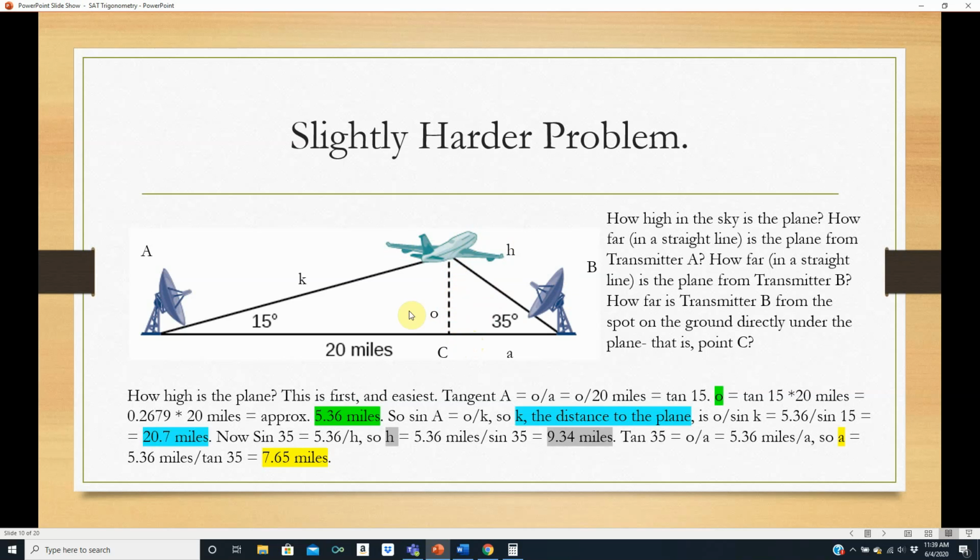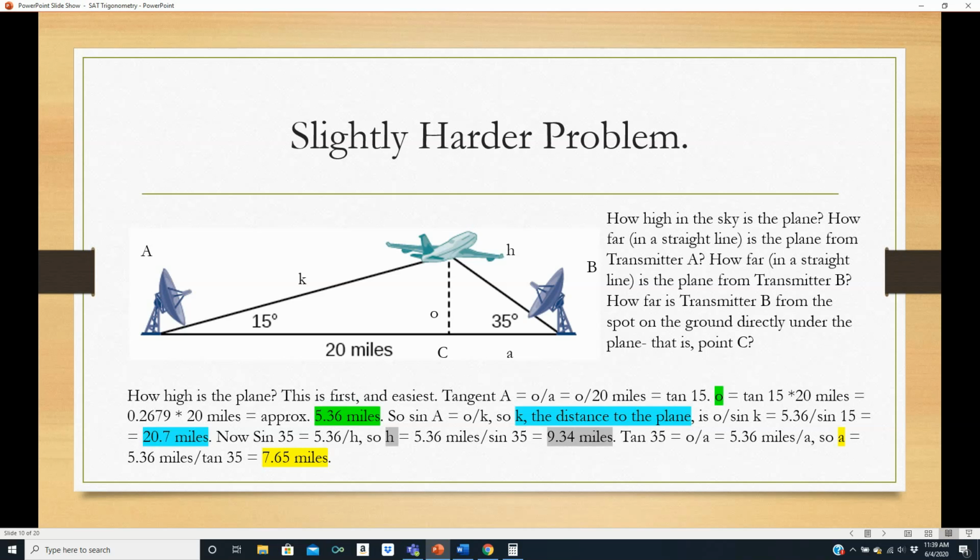Whatever. We know that this is 20 miles from point A, transmitter A, to C, a point on the ground that's directly below the plane. Then K is going to be the hypotenuse of this right triangle that goes directly to the plane, and H is going to be the hypotenuse of a right triangle formed by transmitter B and point C. So we want to know: how high in the sky is the plane? How far in a straight line is the plane from transmitter A? How far in a straight line is the plane from transmitter B? How far from transmitter B is the spot on the ground directly under the plane, that is point C?